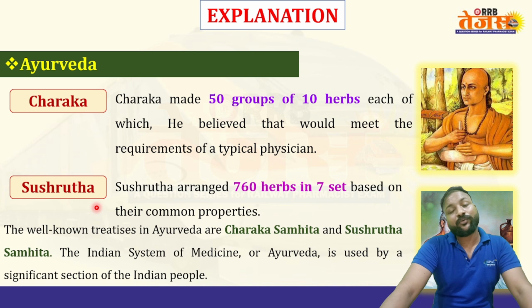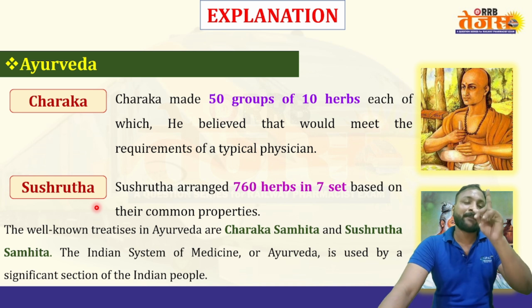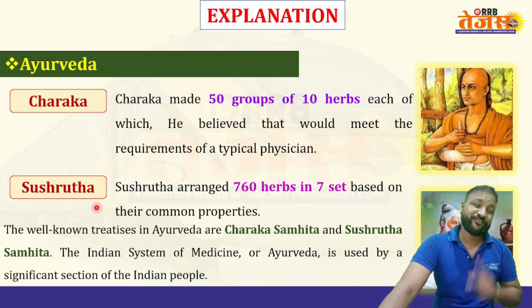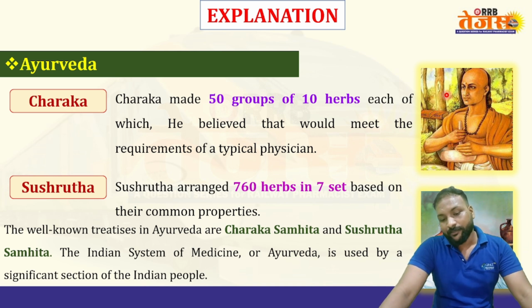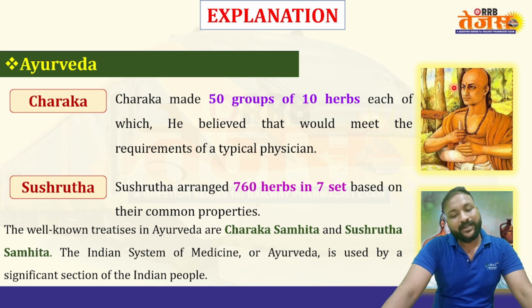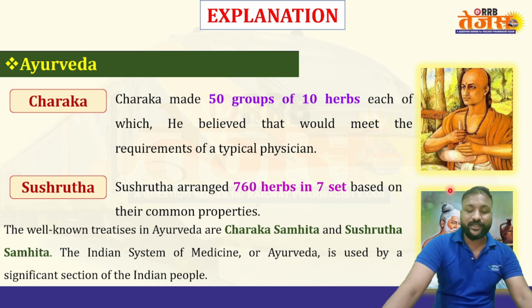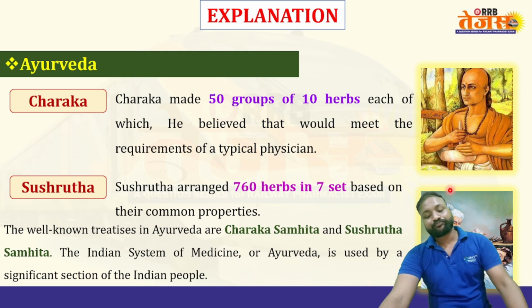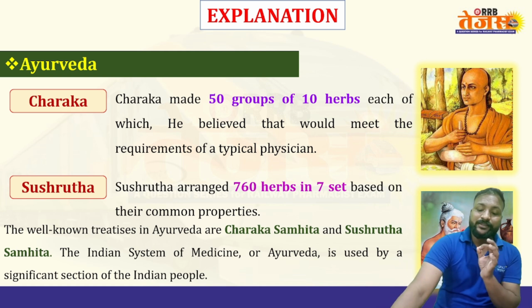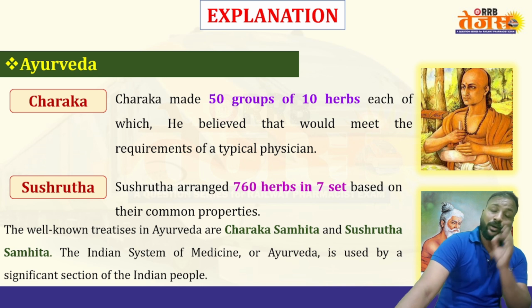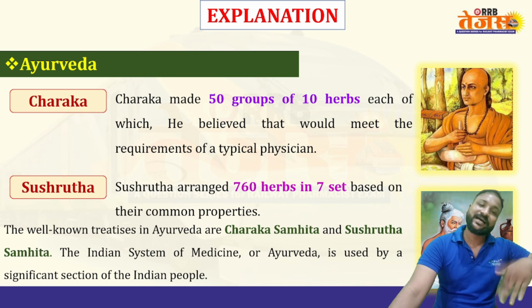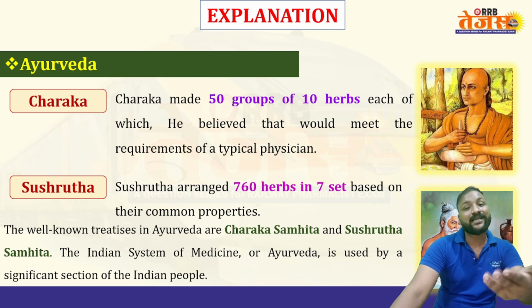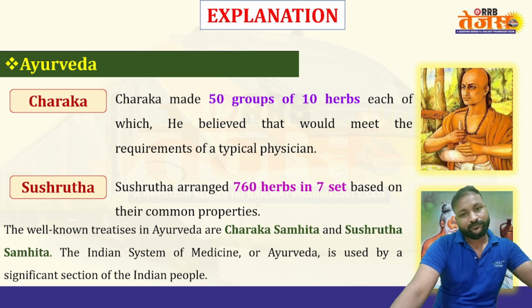Sushruta is known to be one of the important and first plastic surgeons in the world. You can see this image right over here. Charaka was preparing medicine, whereas you can observe Sushruta here. He was the person who did a lot of surgeries in the ancient times. He did rhinoplasty in that period.